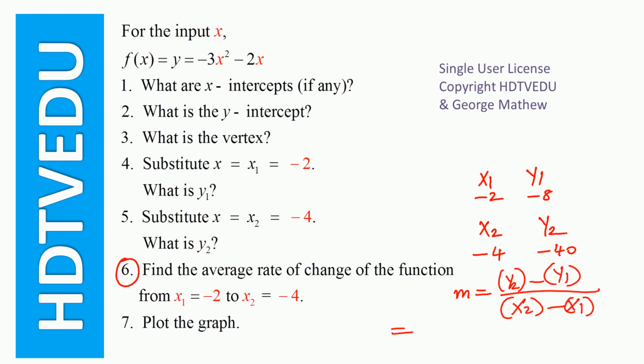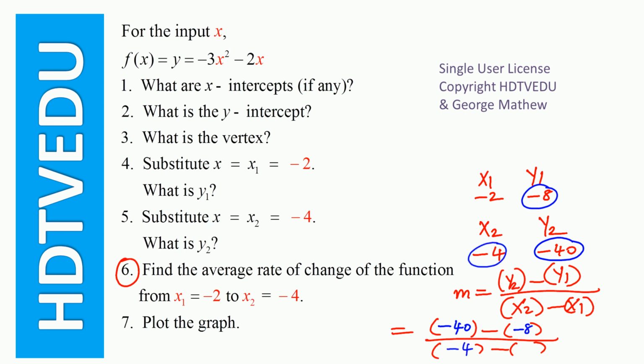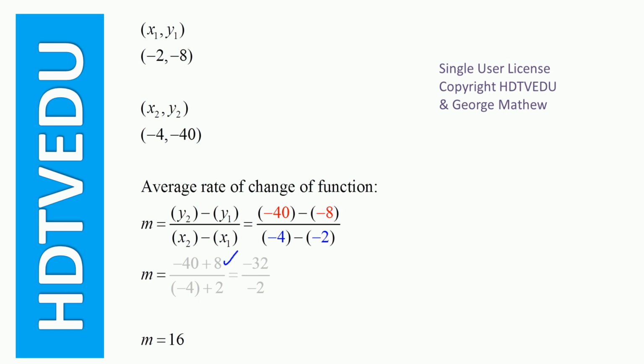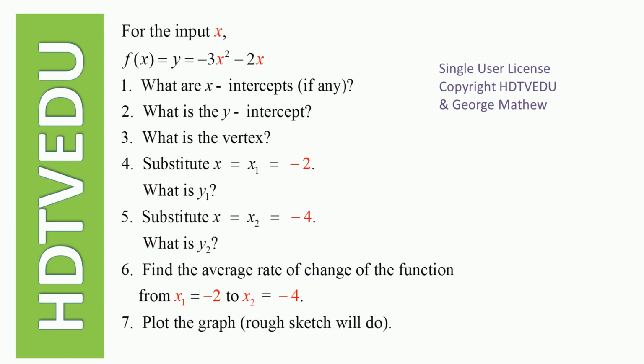And that is equal to, what is y2? y2 is negative 40. What is y1? Negative 8. x2, negative 4. And what is x1? Negative 2. So this is negative 40 plus 8 divided by negative 4 plus 2. And so that is negative 32 divided by negative 2, which is 16. All right, so here is x1, y1, here is x2, y2, and here is y2 minus y1 over x2 minus x1. Do the algebra and you get 16.